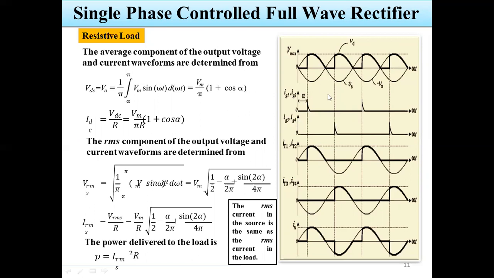Here it is pi, and we also have an alpha value, so it comes across as pi plus alpha. Next 2 pi plus alpha, next 3 pi plus alpha, like that. For every thyristor, the pair T1 and T2 will conduct at the firing angle alpha. Next, T3 and T4 will conduct at pi plus alpha. But what about the currents across the thyristors and the load?